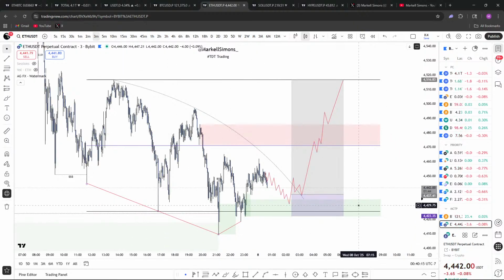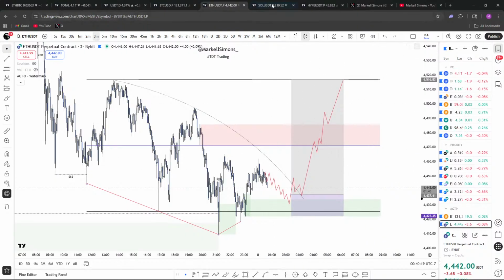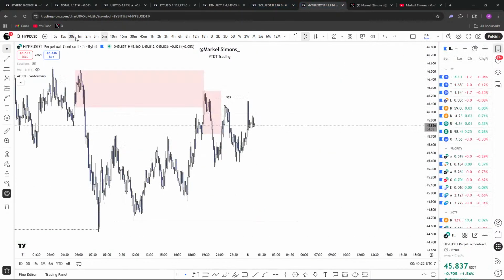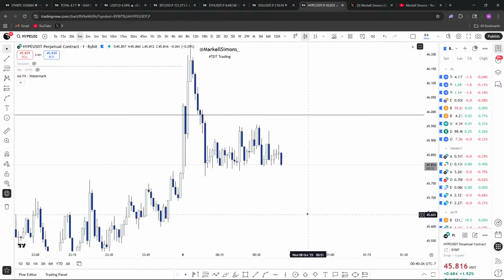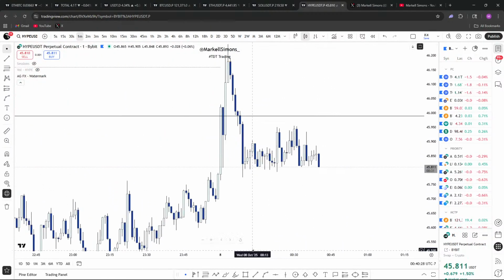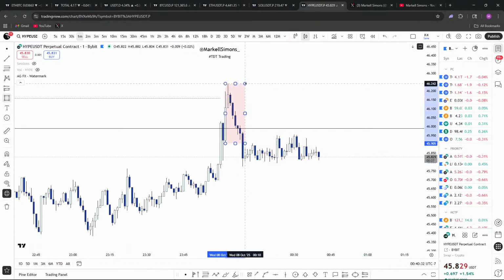Alright, we're getting an aggressive sell-off right now, so let's see what hype does. Because if we start to dump, maybe we take hype instead.